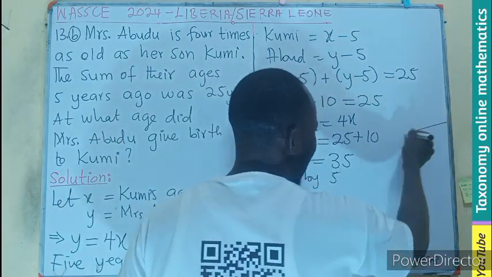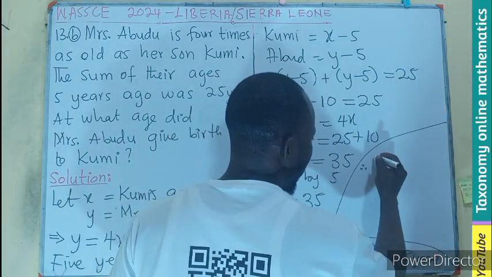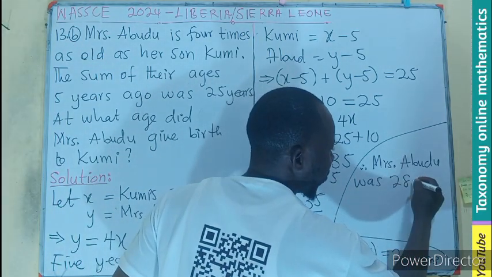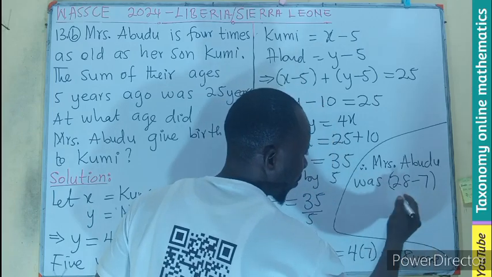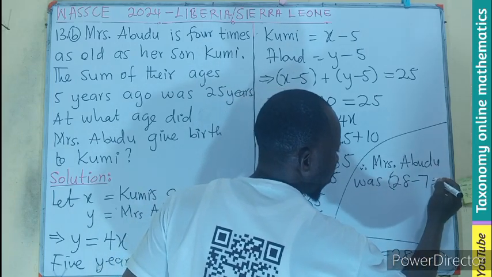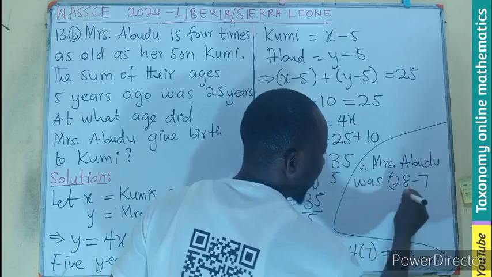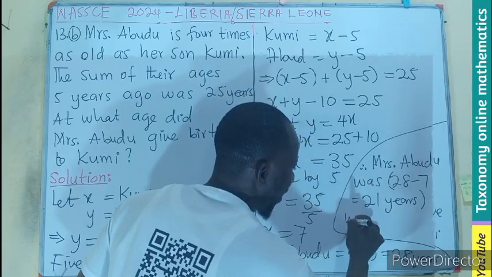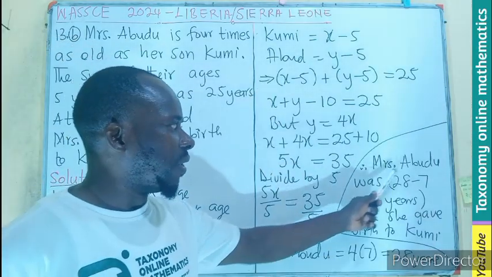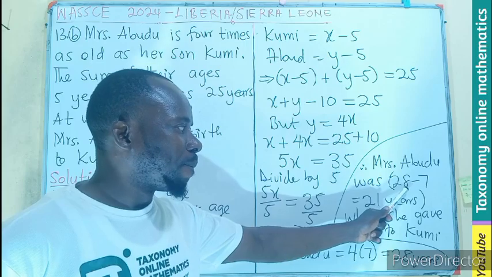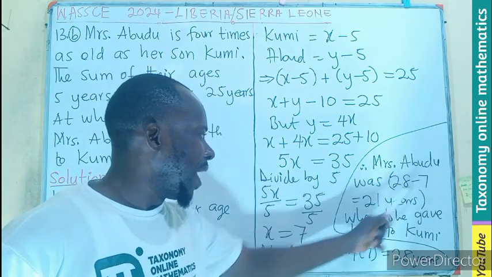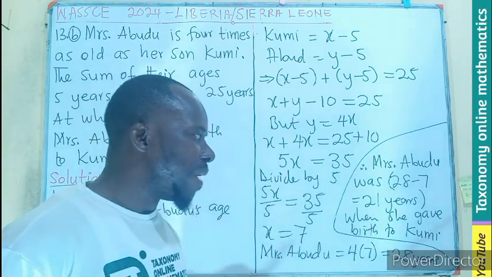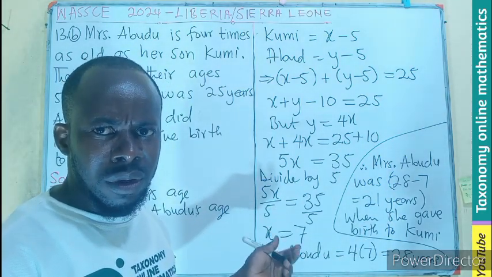So let's borrow the space here and say, therefore, Mrs. Abudu was 28 minus 7, which would be 21, right? Equals 21 years. So our conclusion is that Mrs. Abudu was 28 years now, minus the age of Kumi, which is 7, so she was 21 years old when she gave birth to Kumi.